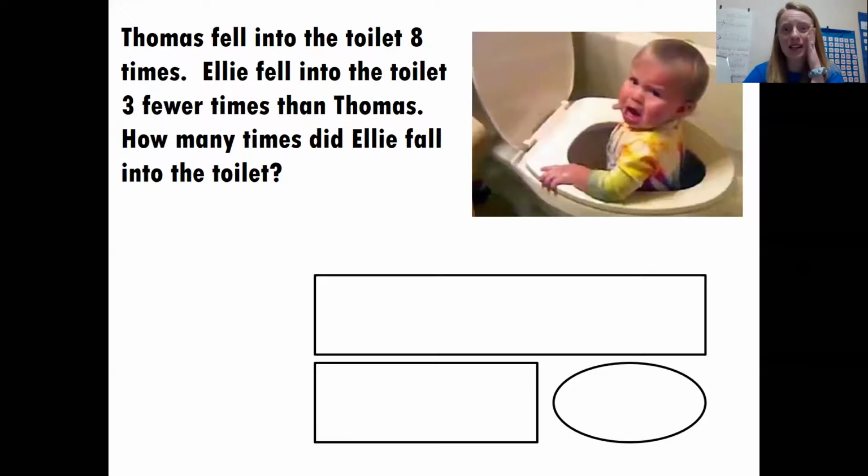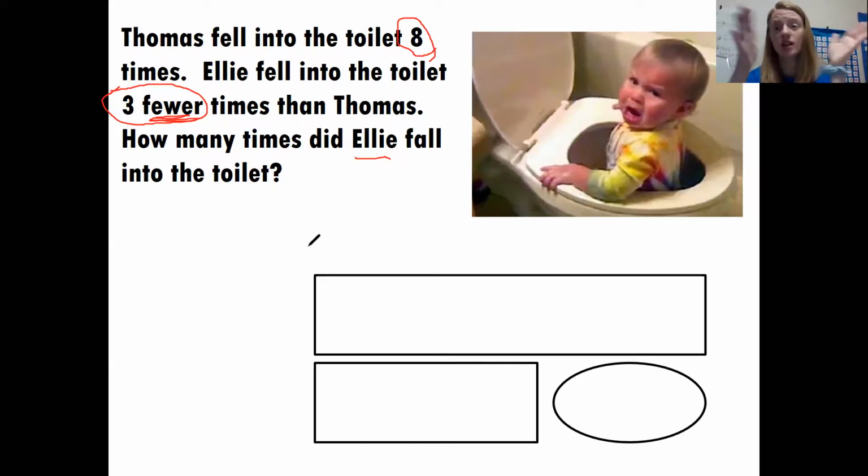Oh my goodness, it's a baby in a toilet. Thomas fell into the toilet 8 times. Ellie fell into the toilet 3 fewer times than Thomas. How many times did Ellie fall into the toilet? This is such a silly story. So we know that Thomas fell into the toilet 8 times. Ellie fell into the toilet 3 fewer times. Oh, there's that more fewer word right there. So we know where that 3 is going to go. How many times did Ellie fall into the toilet? So let's think about it.